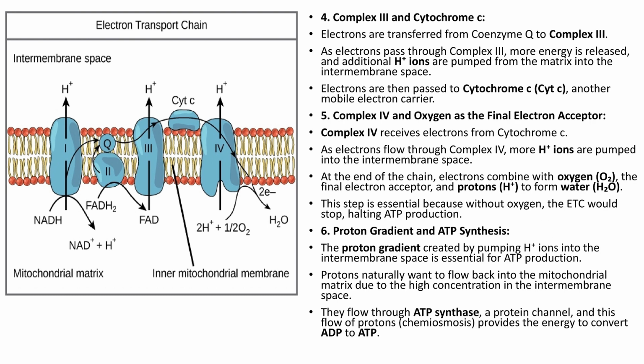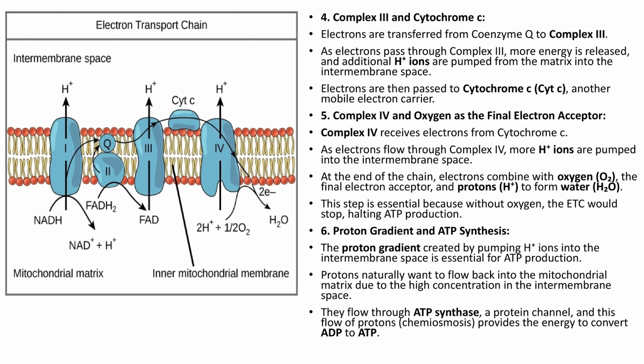Complex 3 and cytochrome c. Electrons are transferred from coenzyme Q to complex 3. As electrons pass through complex 3, more energy is released and additional H+ ions are pumped from the matrix into the intermembrane space. Electrons are then passed to cytochrome c, which is another mobile electron carrier.